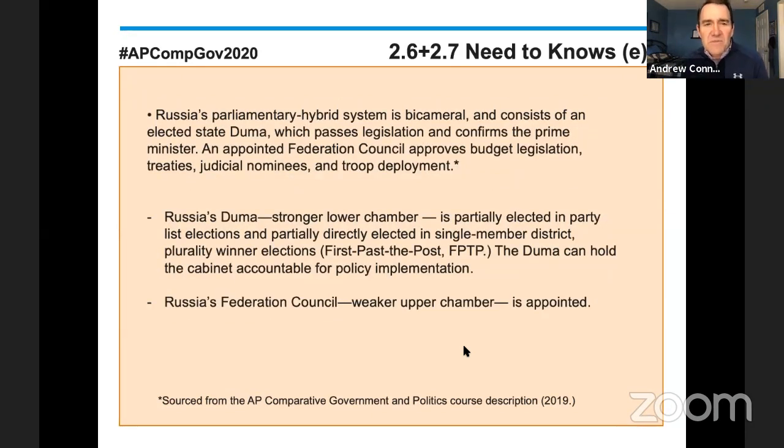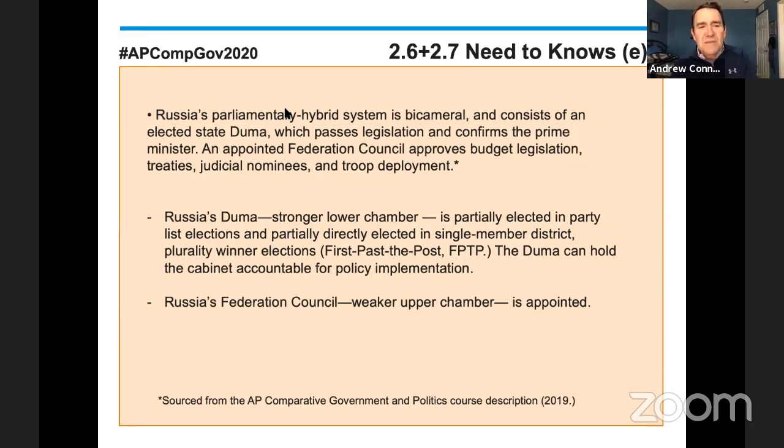Russia, that term I was mentioning before, is the parliamentary hybrid system. It is considered to be bicameral. The State Duma is elected, and it's the primary chamber that passes legislation. The lower chamber also confirms the president's appointment of the prime minister. So the president, who's elected in a separate election, would nominate a prime minister, and that prime minister would have to be approved by the Duma.